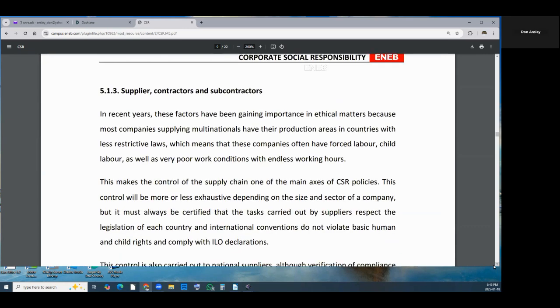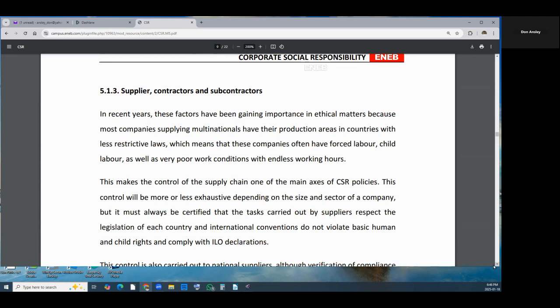Supplier, contractor, and subcontractor. In recent years, these factors have become gaining in importance in ethical matters because most companies supplying multinationals have their production areas in countries with less restrictive laws, which means that these companies often have forced labor, child labor, as well as very poor working conditions with regard to endless working hours. This makes the control of the supply chain one of the main axes of the CSR policy.